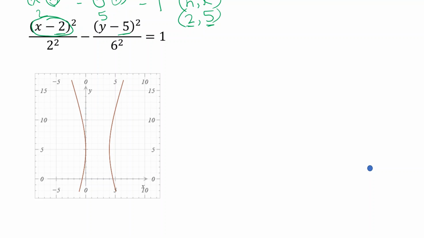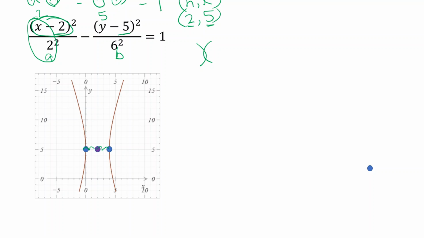Here's what it actually looks like. We're going to kind of go backwards on this. So I know my center is at 2, 5. So over 2, up 5, somewhere about there. So there's my center point. All right, now that I know that, I can just look at my a and b and notice a is connected with my x, and that would make my hyperbola open outward horizontally. And my a is 2, so I just have to go over 2 spaces east or west. And there are my 2 points.